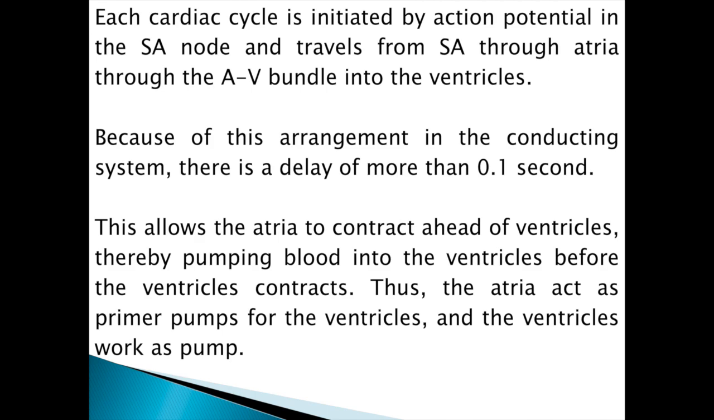Then the conduction comes to the AV node. Passing from the SA node to the AV node, there is a fibrous band which causes delay. This delay is very important for the contraction of the ventricle. It gives time for the ventricle to fill. If this delay is not available, atria and ventricle can contract simultaneously. This allows the atria to contract ahead of the ventricle, pumping blood into the ventricle before the ventricle contracts. Thus the atria act as a prime pump for the ventricles, and the ventricle works as the actual pump.